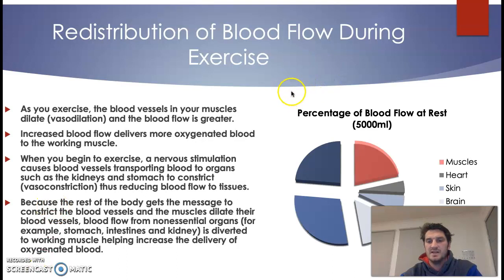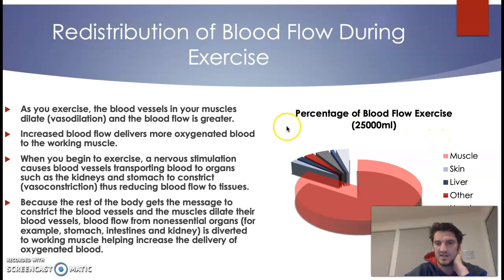So as you can see in the table here, in the pie graph, this is at rest. Importantly, it's at rest. So the percentage of blood flow, and this is based on 5 litres of cardiac output, so 5 litres of blood moving through the body per minute, is kind of even between the muscles, the liver, the kidneys, a little bit less for the brain, and then the skin and the heart don't need quite as much in those instances.